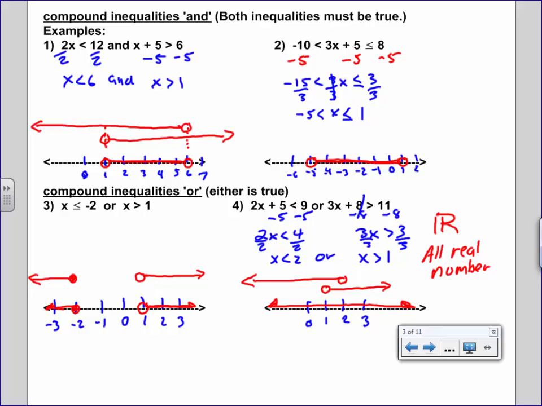All right, that's it for inequalities. Just remember, and both have to be true, or only one of them has to be true. And that's it.